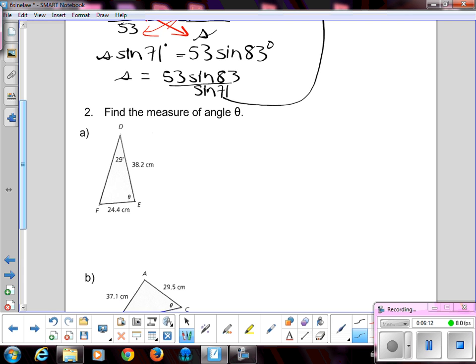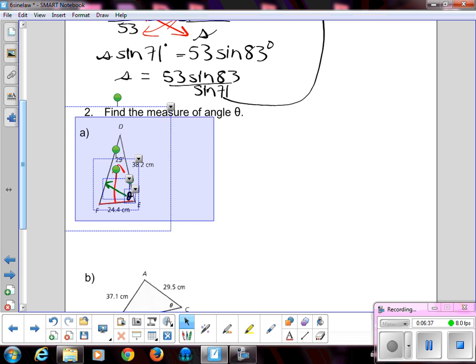So again, I'm looking to see angle theta is right here, and I can see that I have this side length and this angle. So I know I can use the sine law. My problem is, for angle theta, I don't know its side length. So I'm kind of stuck there. So what I'm going to do here is going to be very different from what we've been doing so far.